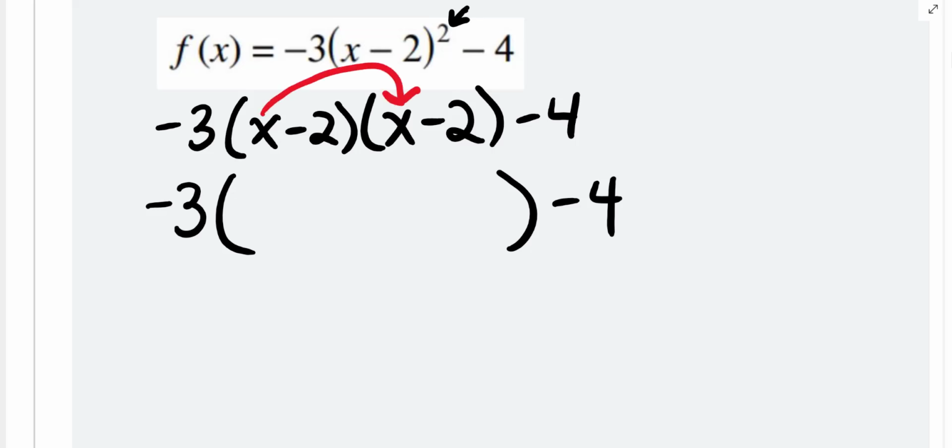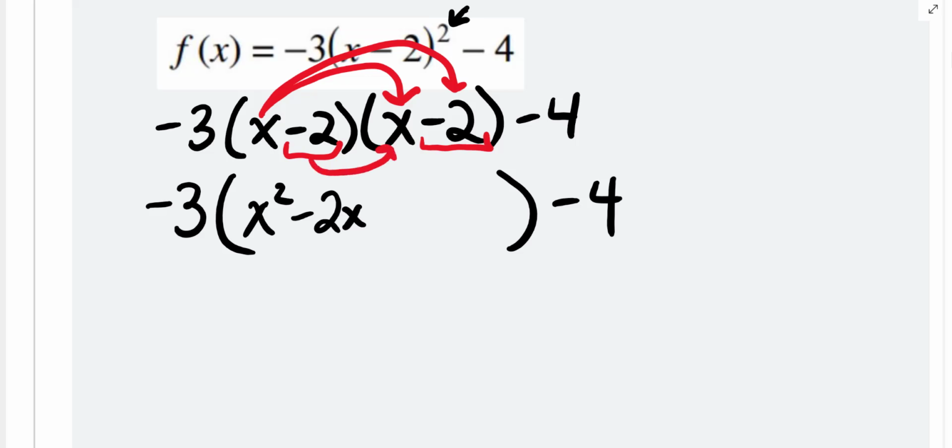So x times x is x squared. X times negative 2 is negative 2x. Negative 2 times x is going to be negative 2x again. And then the last one is negative 2 times negative 2. So a negative times a negative is positive. This is an area that most people make mistakes, is they either mess up the signs or they mess up multiplying something. So please make sure that you show this step by step.